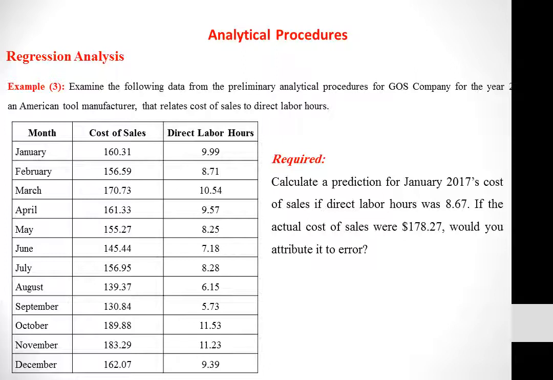But as we saw before in trend analysis, and now we are going to see in regression analysis, we, as an auditor, follow the 4 steps of the analytical review process. Okay, let's solve this example and see how we can use the least squares method to get A and B and then predict cost of sales, or Y.